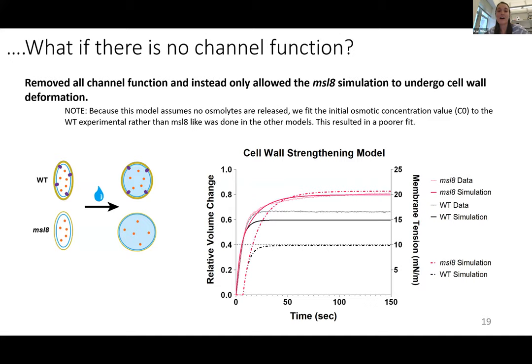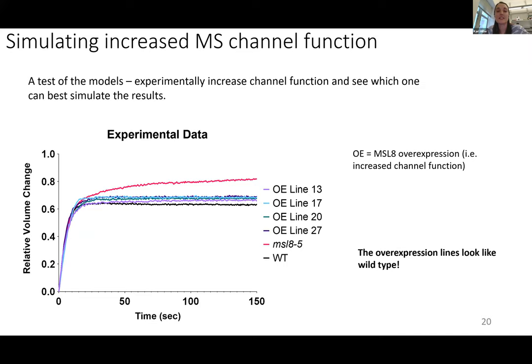So we decided to do a test of the models. We actually did a few tests, but I don't think I have time to go into all of them today, so I'm just going to discuss this one. This test was to experimentally increase channel function, so I'm looking at the overexpression of MSL8 channels in the pollen grains. We're doing that same assay, but these pollen have a lot of MSL8 channels in them. Here you can see the MSL8 mutant, and then this is the wild type.